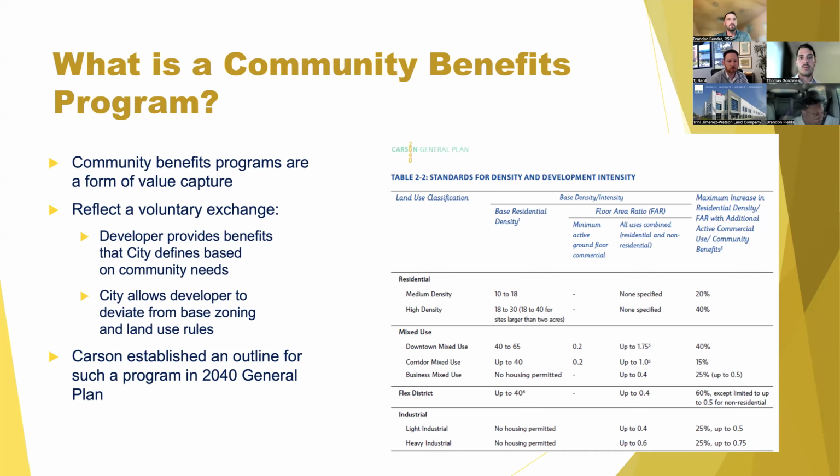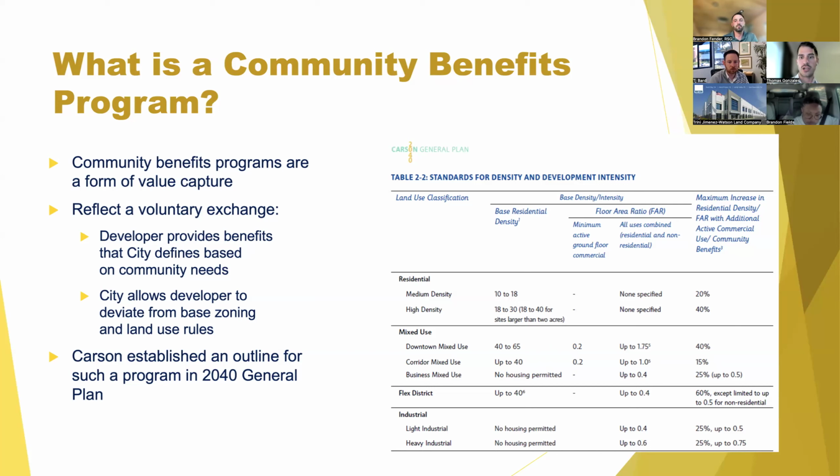And those have yet to be determined. That's part of our study. We're going to be working with the city to determine what the community needs are and what type of benefits we want to ask for. And then if the developer provides those benefits, the city will allow them to deviate from the base zoning and land use rules. And this program was actually envisioned in the city's general plan update.